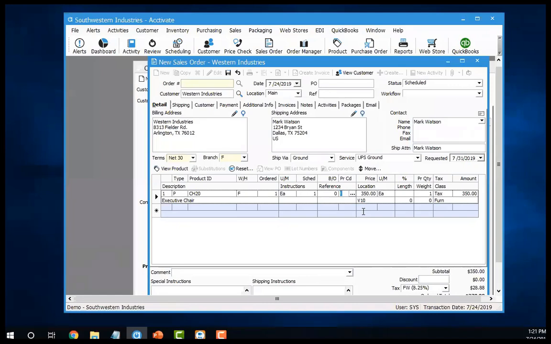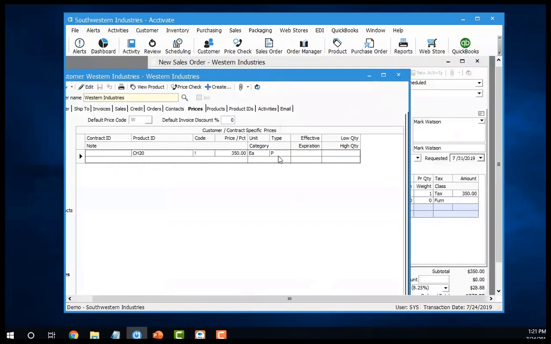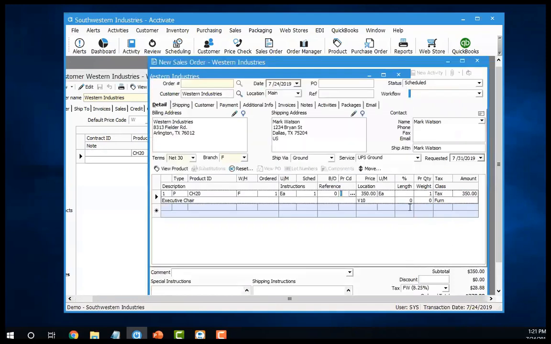Even though there are prices where CH20 is related to our wholesale price code, and our Western Industries customer is using the wholesale price code as their default, because there's a customer-specific price which exists between this product and this customer, that price is selected ahead of those. Good example of how the hierarchy works here. It's using the 350 price instead of the 400 or 385 price, depending on the date that we had set up for the wholesale price code.